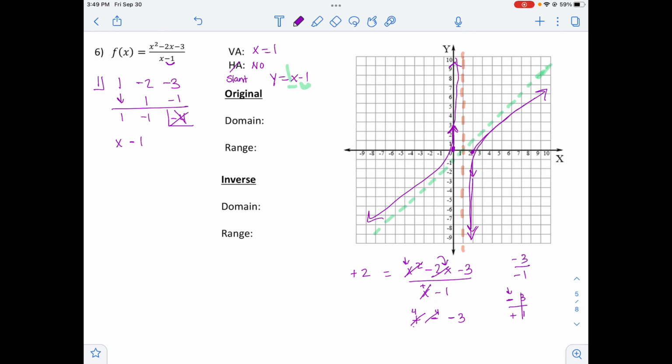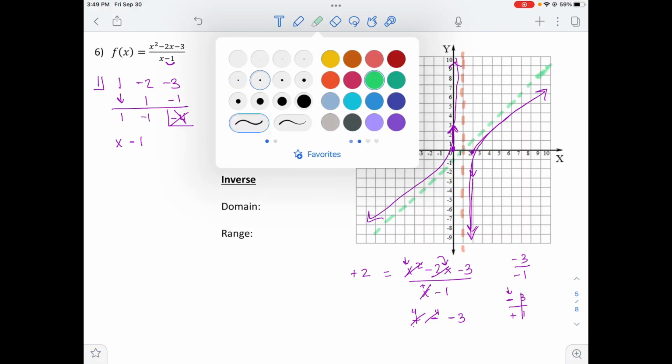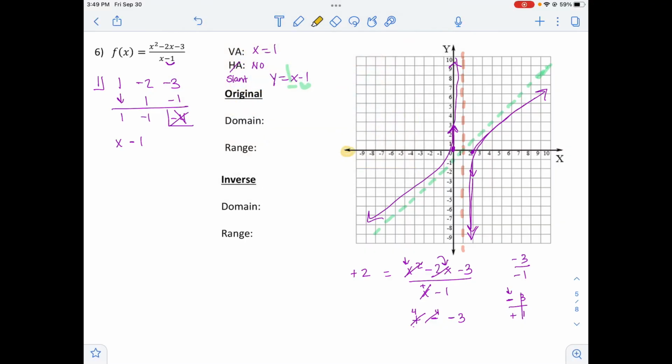For our domains, I'm going to write them long way this time. So our domain, if we think about what's happening, we have -infinity, we go all the way over, we hit right here, and we can't go any further. So right to 1. We hit. So we're going to write it as -infinity to 1, not included, union, and then on the other side we pick up again, and we then go forever with values of x. So we're going to have 1 to +infinity.